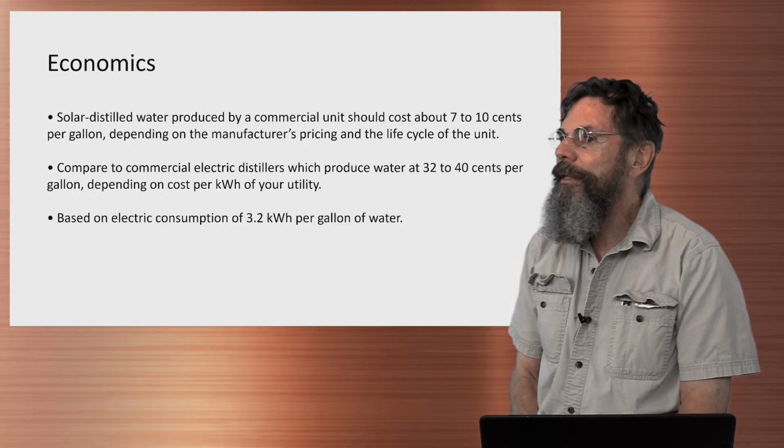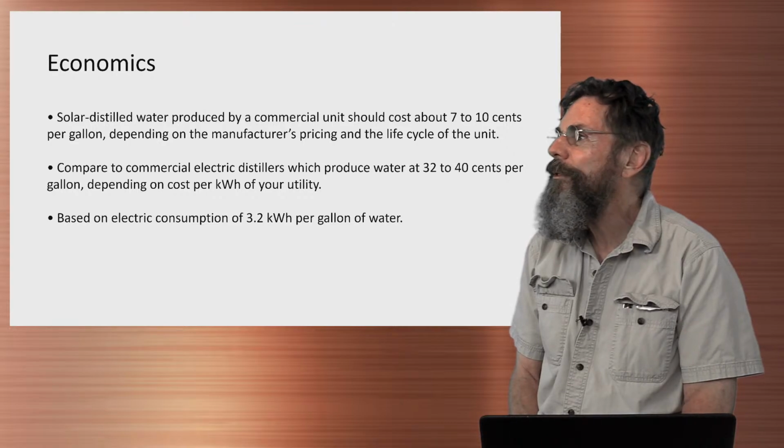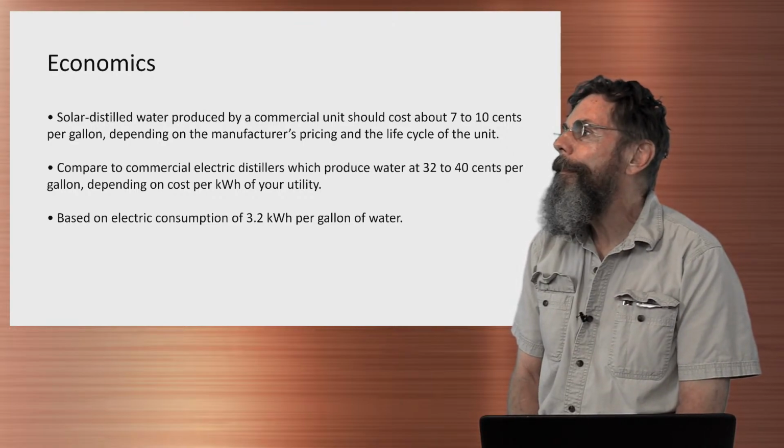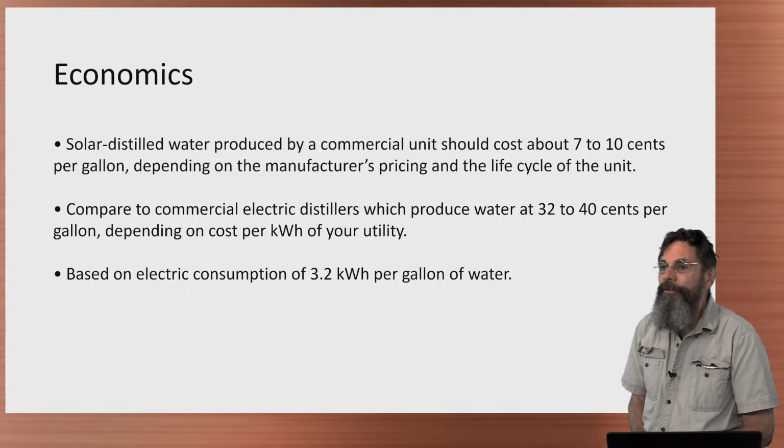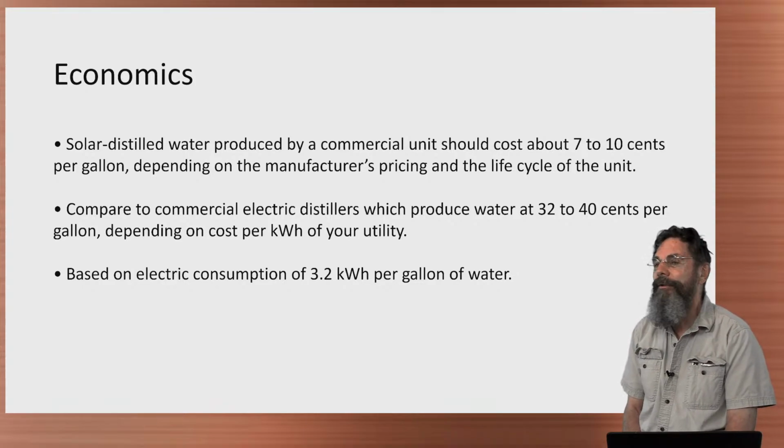Now, we looked at a little electric distiller before, the tabletop one, the countertop one. That will produce water at a price of about 40 cents a gallon, depending on the cost of electricity of your local power company. Now, we measure that by kilowatt hours. Around here, I think we're running at 12.7 cents per kilowatt hour.